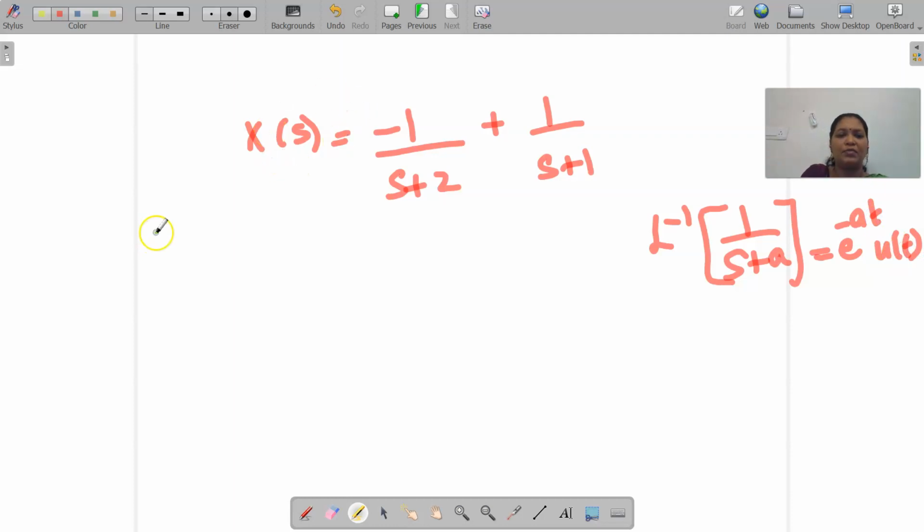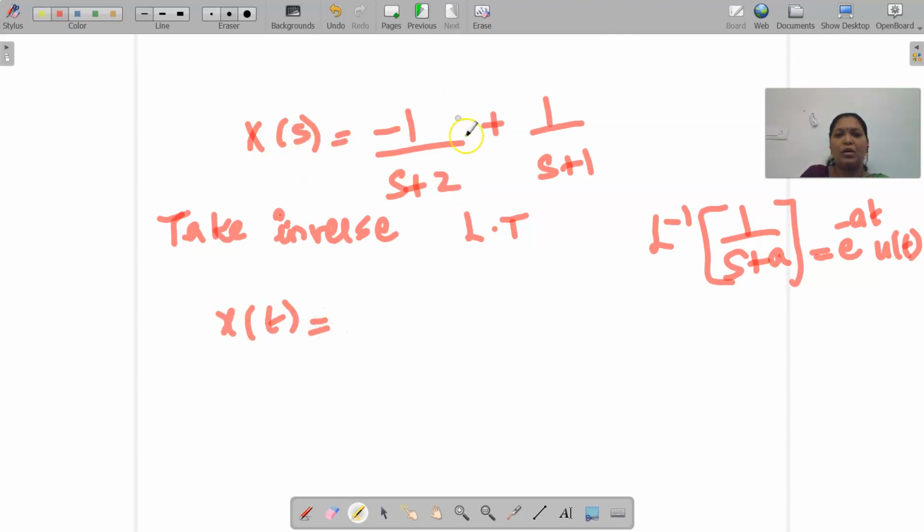So what is inverse Laplace? We are going to take inverse Laplace transform on both sides. So when you apply inverse Laplace transform of x of s, it will become x of t. For this term, if you apply inverse Laplace transform, minus 1 means you can write minus 1 as it is. For 1 by s plus 2, how you can write? E power minus 2t u of t. Here it is plus 1, so no problem. So 1 by s plus 1. How can you write 1 by s plus 1?